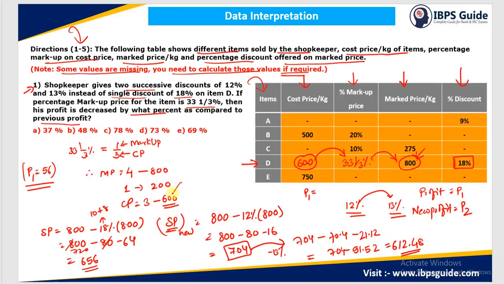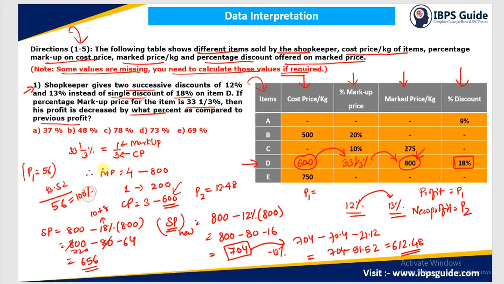Now initially CP was this much and this is your profit. So I can say that the total profit P2 will be SP minus CP, that is 12.48. So now I have to find out the percentage decrease. This is my initial profit. So if I subtract these two, this will become 43.52, with respect to initial profit. So this will be 56. So this denominator is basically your 100%.